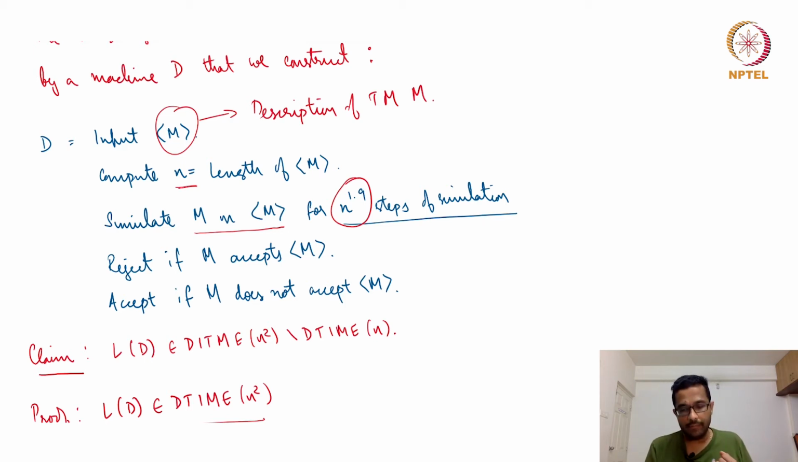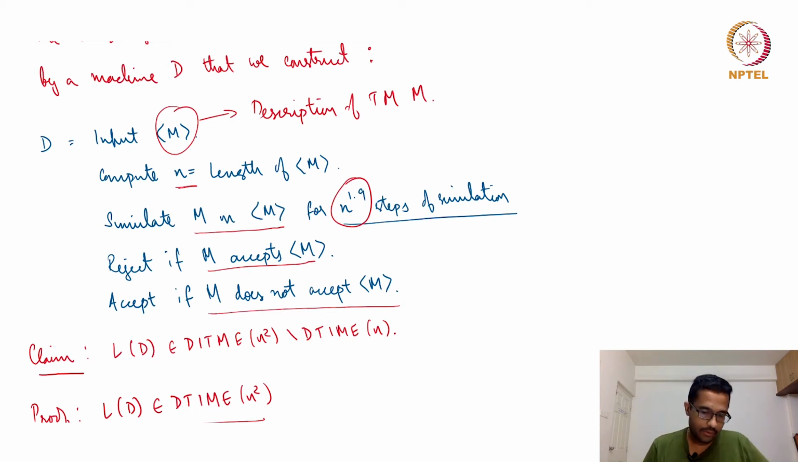M can accept its own description, M may reject its own description, and the third possibility is that we run out of time because we are only doing this for a fixed number of steps. So if M does not accept, that is, if it rejects or does not accept its own description, then D accepts the description of M. So again there is a flipping happening. If M accepts M, D rejects. If M does not accept M, D accepts.